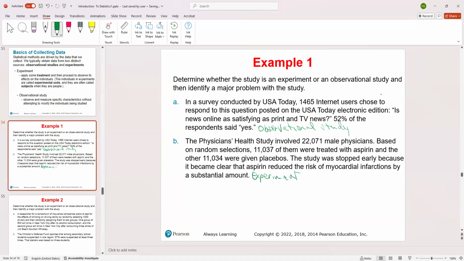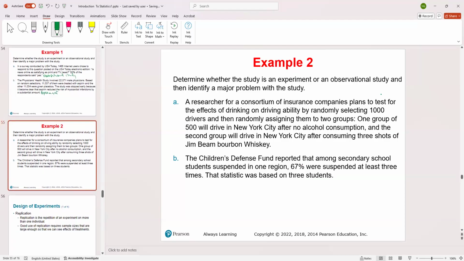Treatment is imposed. The sample subjects consist of male physicians only. Remember, they asked us to identify a major problem with the study. A major problem of this study is that they went only with male physicians. It would have been better to include females. Also, it would be better to include males and females who are not physicians. But most importantly, this one is an experiment. The second problems are still the same, even though I put number two. We can go over it.